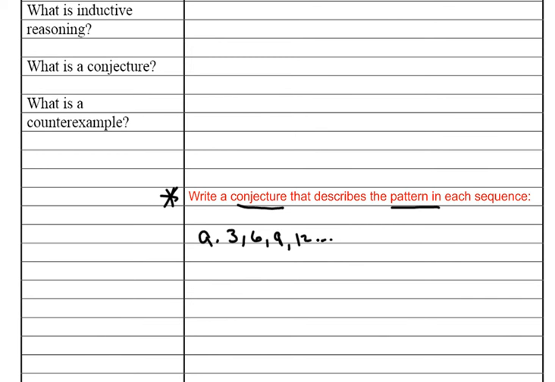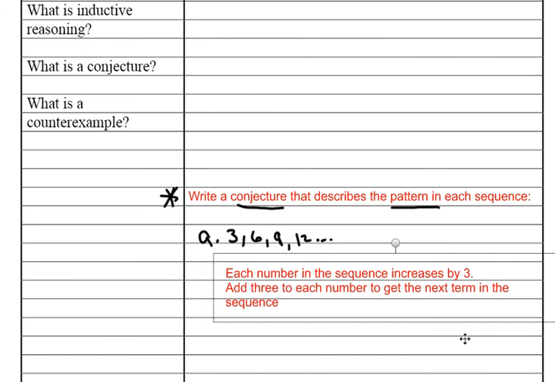The conjecture is your educated guess. What do you think is happening based on the pattern that you see? And my conjecture based on this pattern is that each number in the sequence increases by 3. So I've written it in two different ways, and you can write both ways or you can write it in your own words. Each number in this sequence increases by 3, or we're going to add 3 to each number to get the next term in the sequence. And that's my conjecture, that's my educated guess based on the pattern that I'm seeing in the sequence.